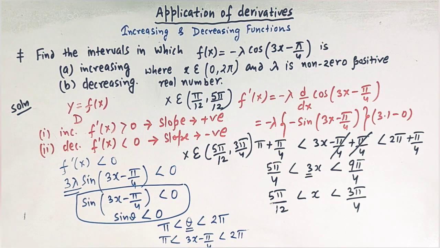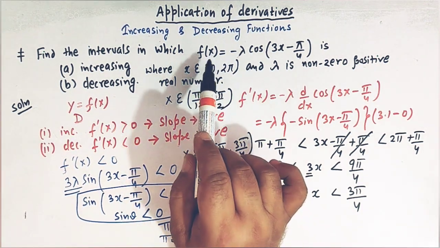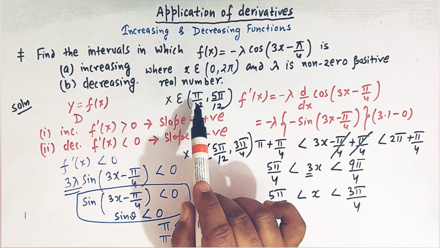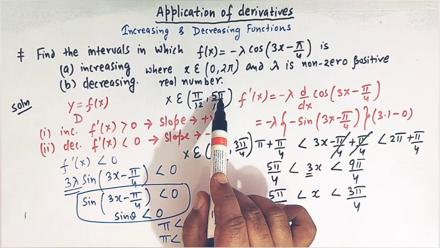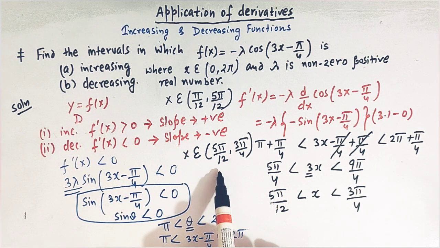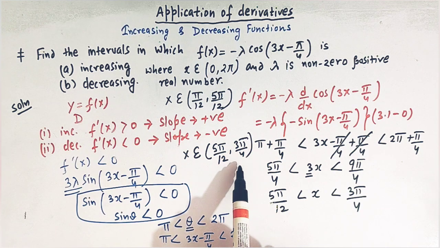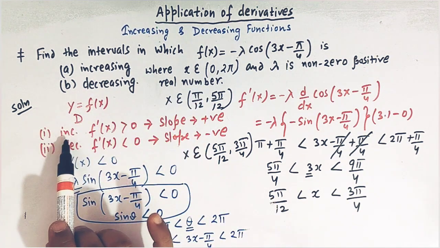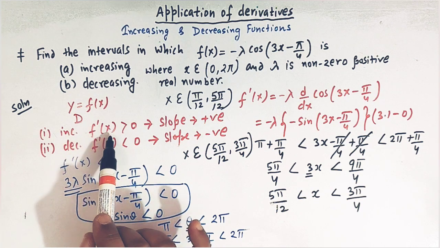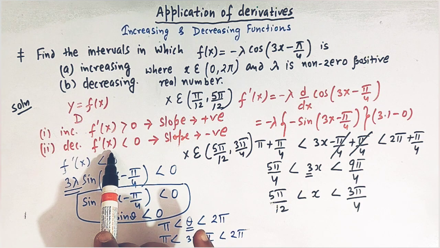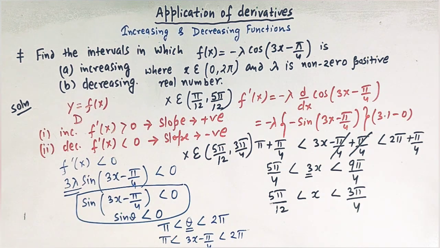So viewers, this is how we can solve this problem. This function is increasing from pi by 12 to 5 pi by 12 and decreasing from 5 pi by 12 to 3 pi by 4. And always remember that a function is strictly increasing when f prime of x is greater than 0 and decreasing when f prime of x is less than 0.